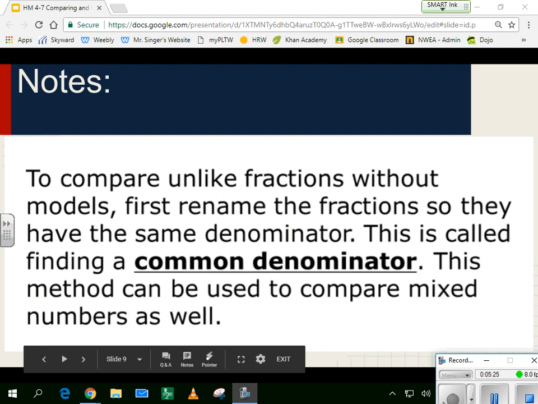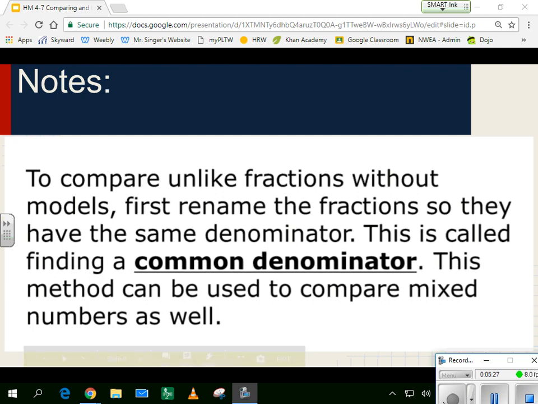All right, I started using this phrase, common denominator, a little bit in practice and example 1. But let's make sure we have this definition down. To compare unlike fractions when you don't have models or drawings to look at, you have to rename your fractions so that they have the same denominator. We call this finding the common denominator.